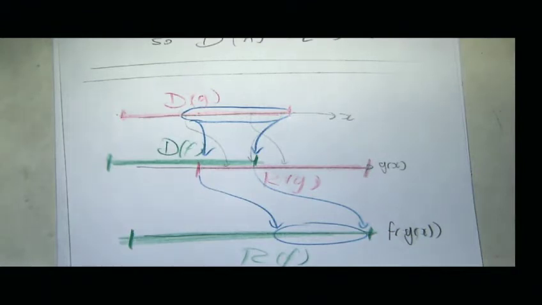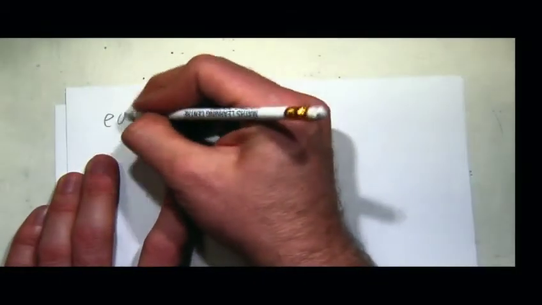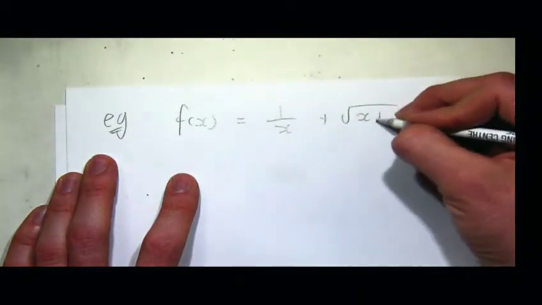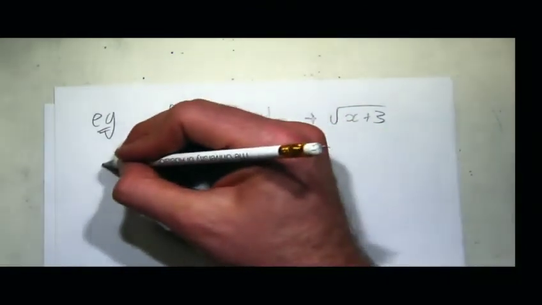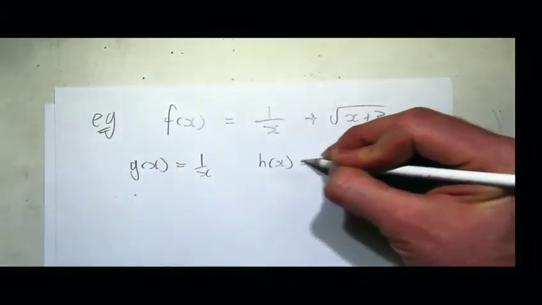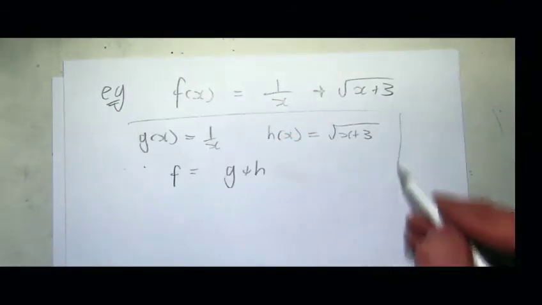Yes? I think I've come across a question before and it was like, write the domain is the intersection of two other domains or something like that. Okay, I know when that is. That's when you have a function like this. Something like that, which would have been written as, you know, g of x is 1 over x and h of x is root x plus 3 and f is g plus h, something like that. That's an alternative way of saying the same thing.